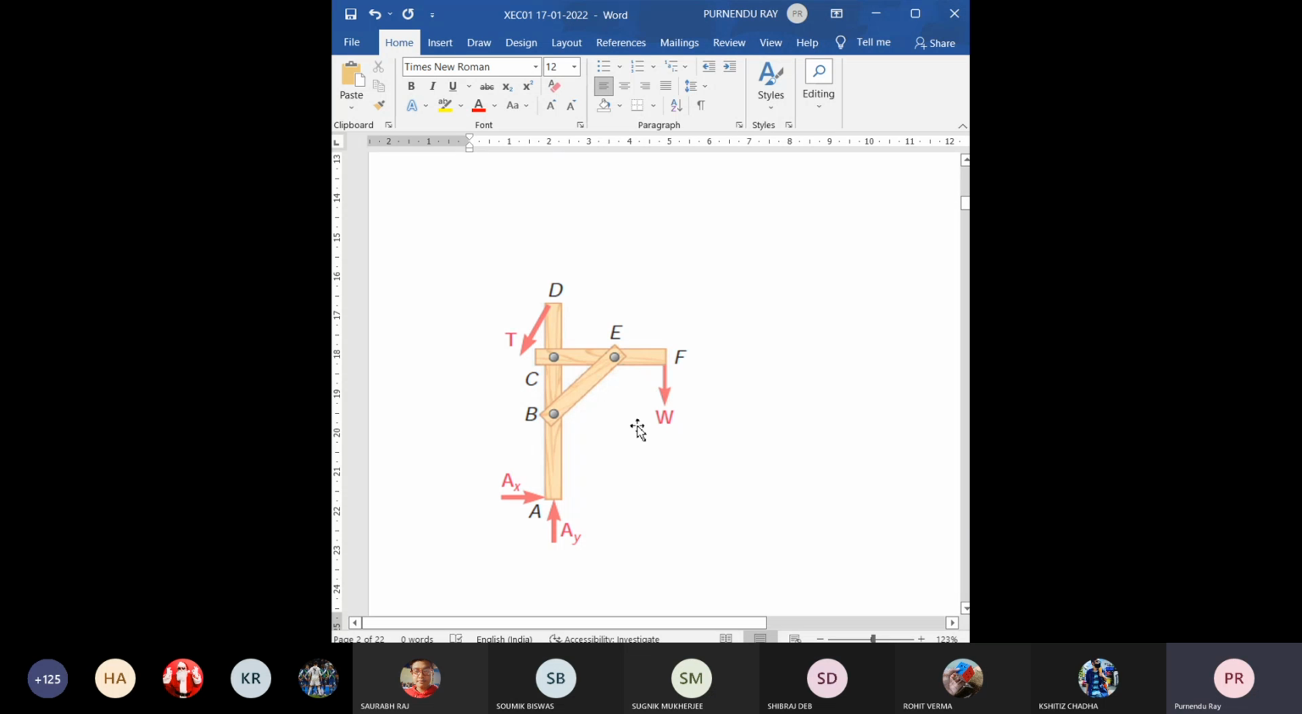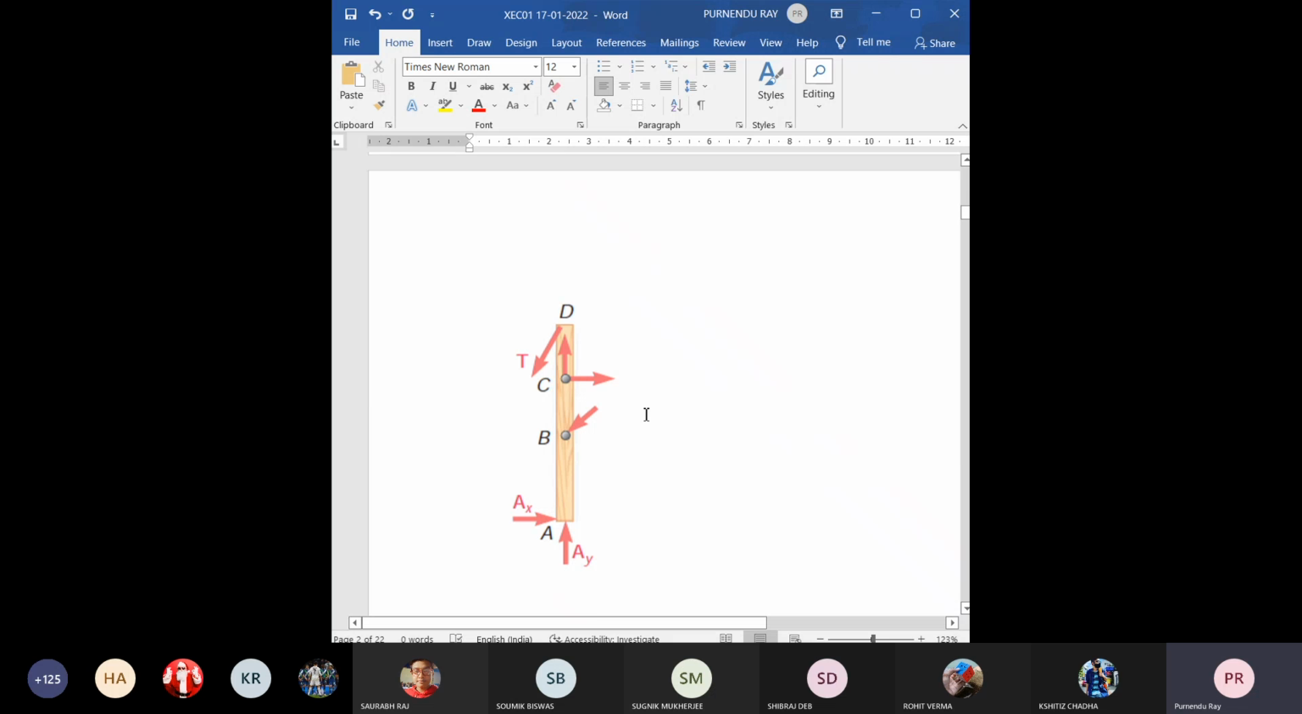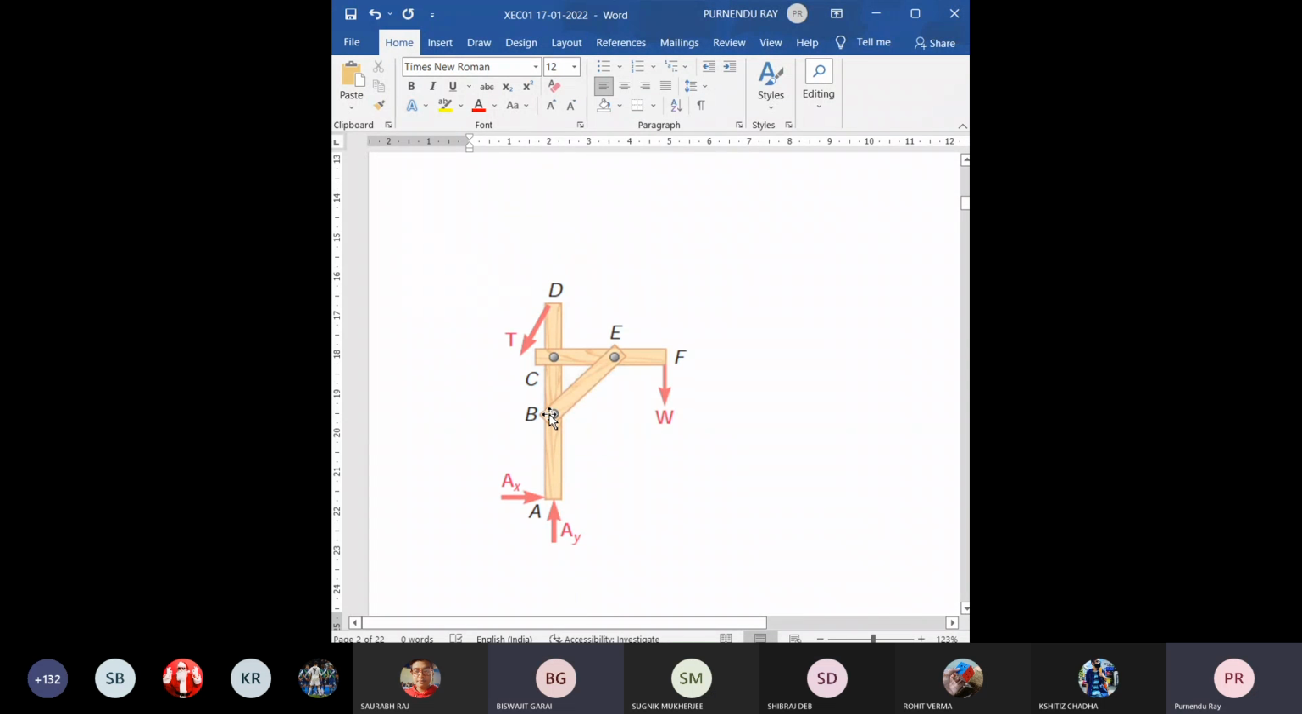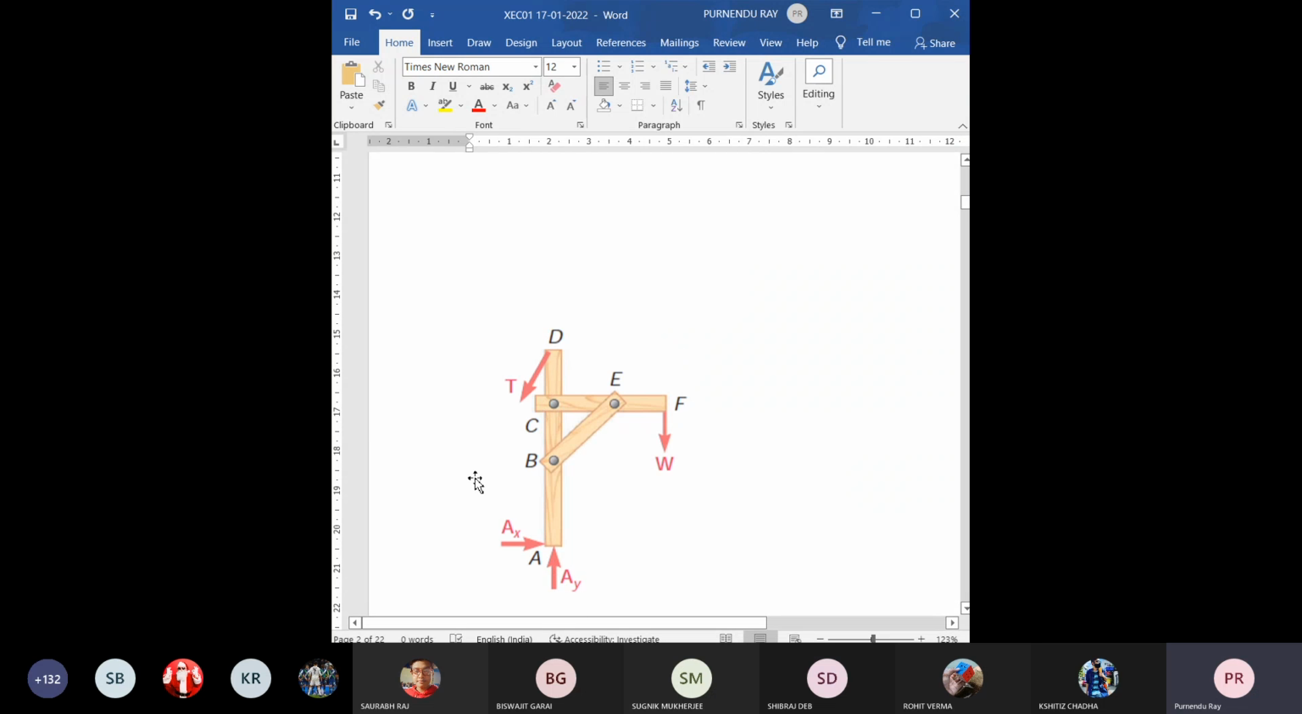Done. Next, if we consider individual members like BE, CF and AD, then they will come gradually like this. Originally it was the vertical post AD. Why is AX coming here? Now, can you say that AX will not be there, and why it will not be there?